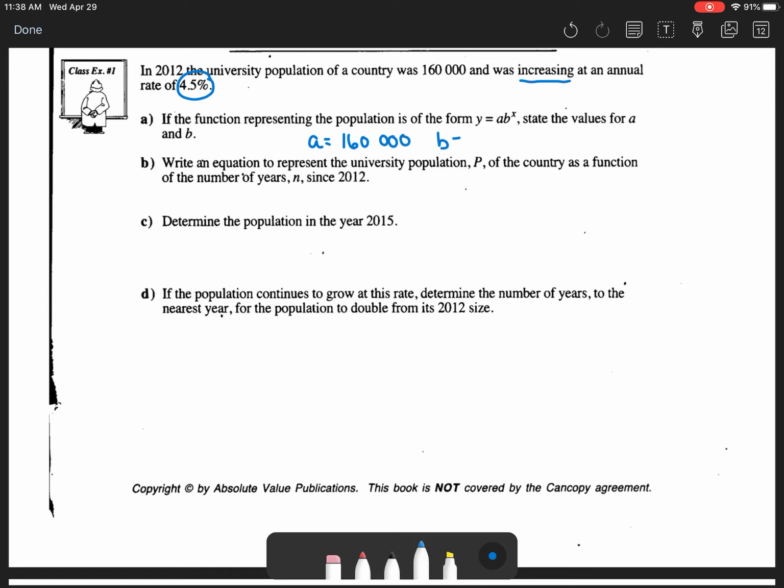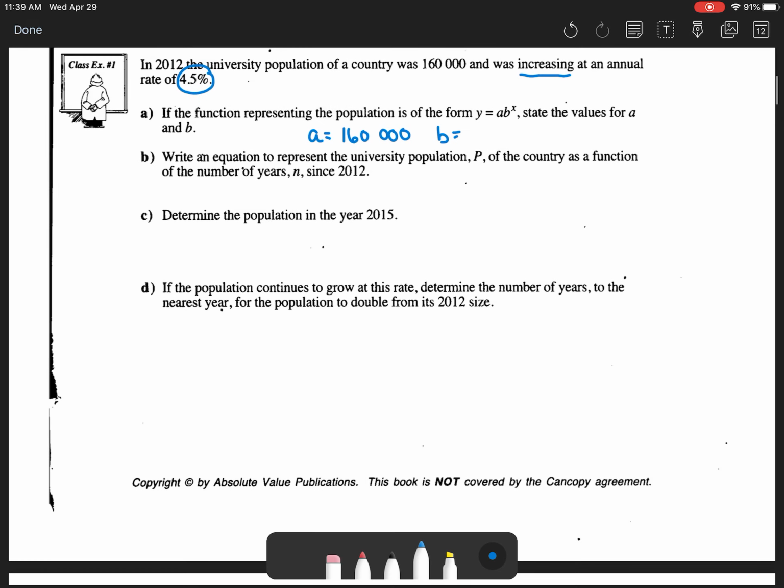160,000. Now the value of b, like I mentioned at the beginning of the lesson, is determined by going 1 plus or 100% plus, or 1 minus or 100% minus, depending on whether we're increasing or decreasing. Well, in this question, as I've underlined, we are increasing. So I'm going to be adding 4.5% to 100%. As a decimal, this will be 1.045. I've added 4.5% to 100%. So I have 1.045. That's my value of b.